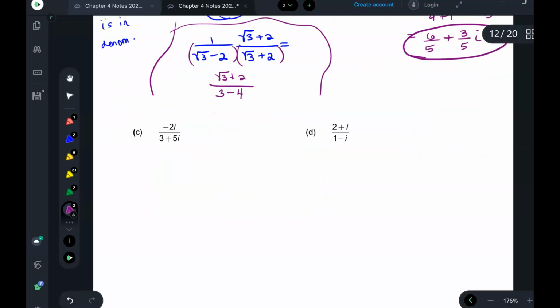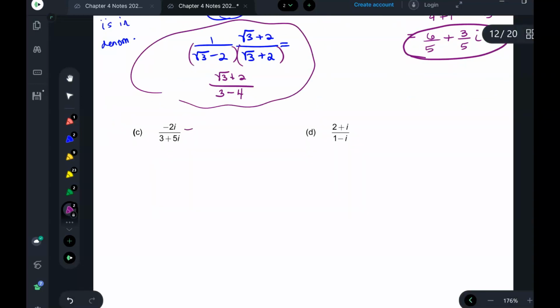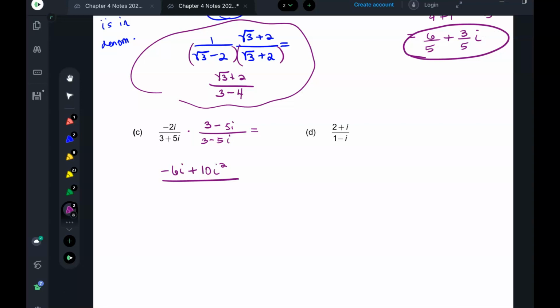What would you multiply this next one by? 3 minus 5i. Okay, so 3 minus 5i. On the top we'll distribute, so that will give us negative 6i plus 10i squared. Okay, in the bottom we just have to do the 3 times 3, so 9 minus 25i squared.